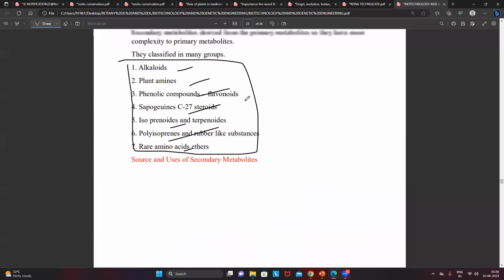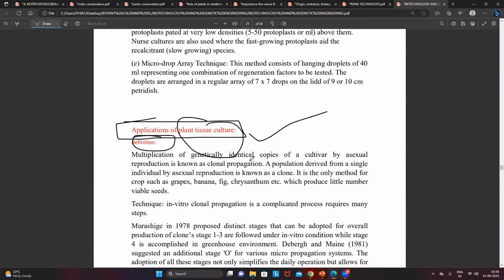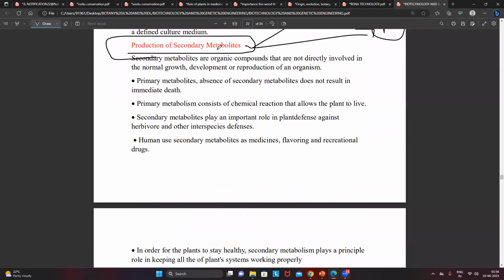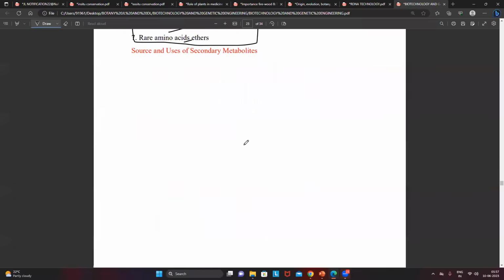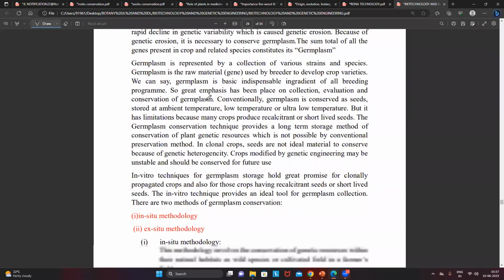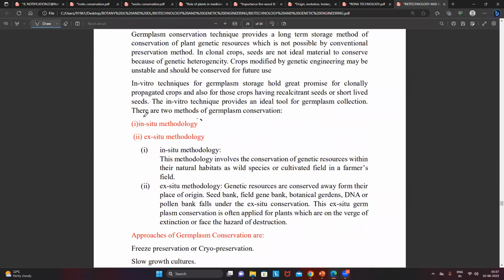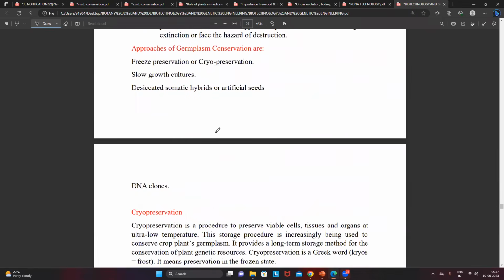Listen once again, so as not to confuse, friends. Whenever you are reading the applications of plant tissue culture, first focus on the production of secondary metabolites. Then give importance to germplasm storage. This is also very important; you will get a direct question. What is in situ and ex situ methodology in the germplasm? What do we do in the in situ methodology, and what do we do in the ex situ methodology? A very direct, straightforward question.